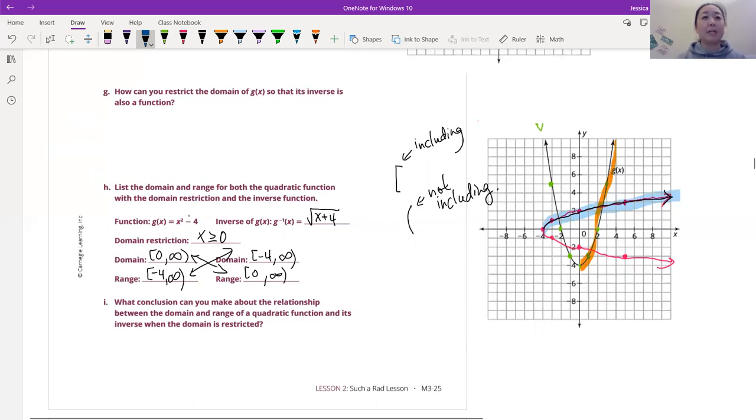So list the domain and range for both of these. Now we're going to restrict it because we want the inverse to be a function. So if we could get rid of this bottom part of this inverse, then we'd be fine. Then there'll be no more overlapping, right? We wouldn't have a top point and a bottom point, we would just have the top point.